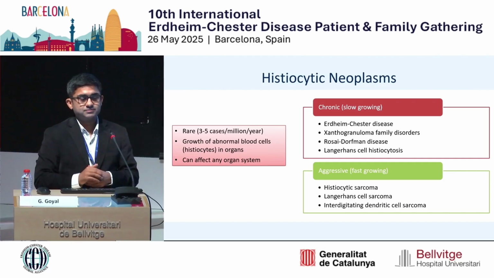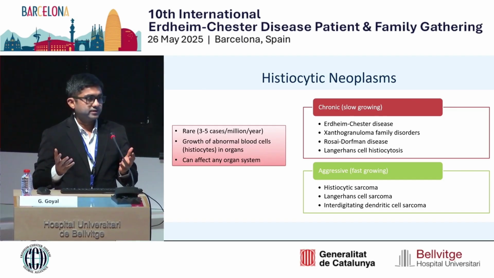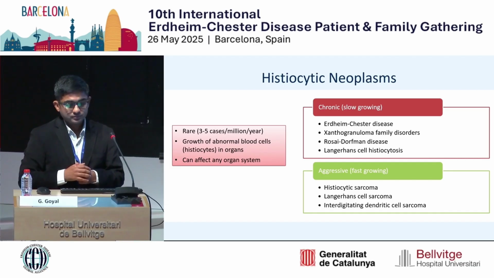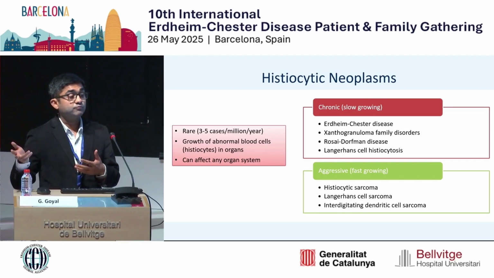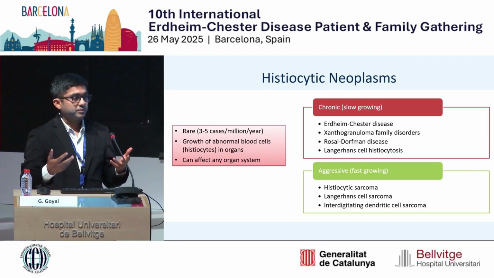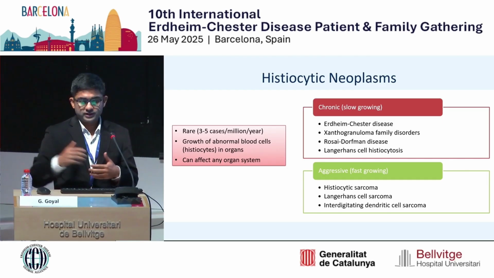So histiocytic neoplasms, I use the word neoplasm carefully because neoplasm means tumor. And here I use it to clarify that a lot of these, including ECD, have been recognized as a cancer. So these are very rare. I think these are underreported, but overall the incidence is about 3 to 5 cases per million per year. It's really a growth of abnormal cells. So I see a lot of other type of blood cancers like lymphomas, where you have abnormal blood cells forming tumors. Same in histiocytosis, you have abnormal blood cells called histiocytes that can affect any organ. They start to grow into organs of the body.